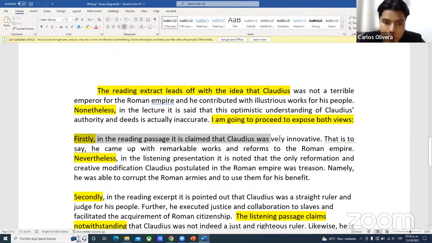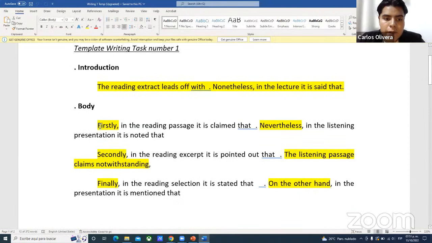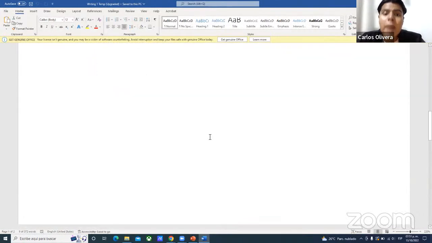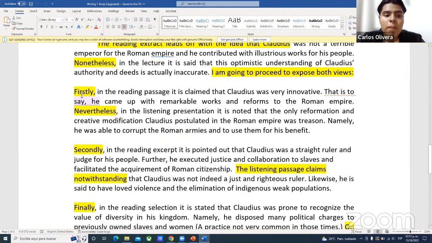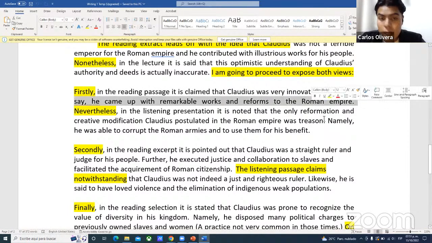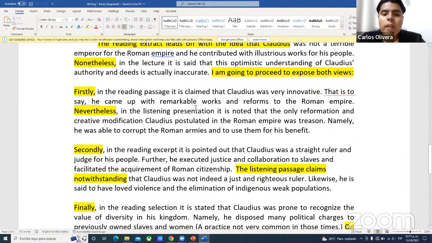And this is exactly what I'm remarking here. Notice that I'm using the same sentence: Firstly, in the reading passage, it is claimed that, and as I say, I'm summarizing the first point made in the reading passage. Firstly, in the reading passage, it is claimed that Claudius was very innovative, right? That is the first point made in the reading. The rest is simply a complement. As you can see, I'm using a connector, right? He came up with remarkable works and reforms to the Roman Empire. As you can see, everything is very concise. And here I'm just complementing this very quick summary that I did of the reading passage. First point, here I'm complementing, no more than that.